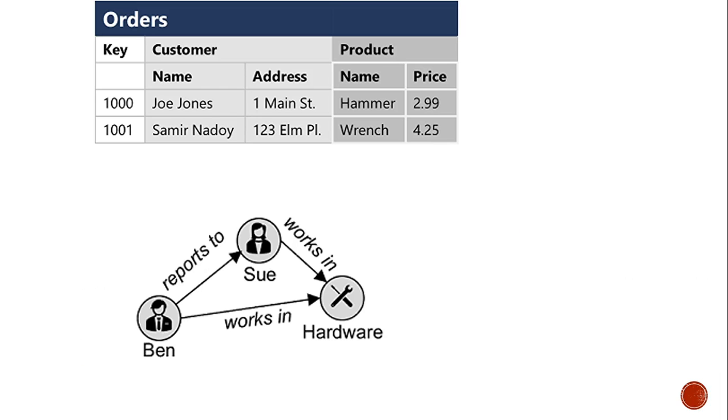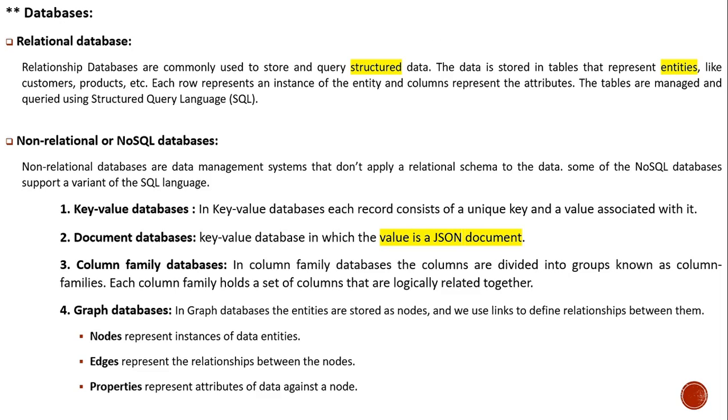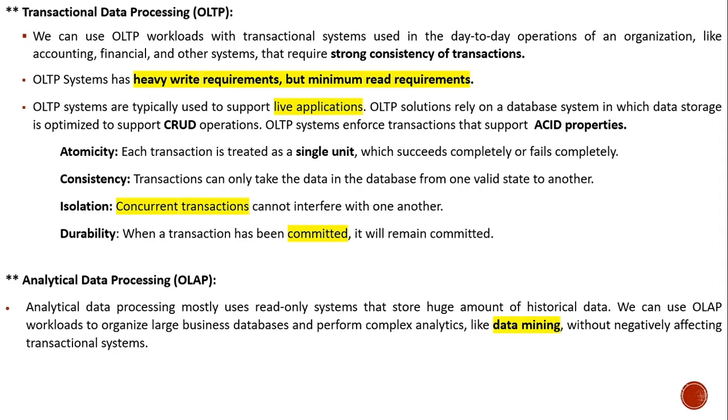So these are the relationships between them. Properties means Ben will have some information, his information. Hardware and Sue will have their own information. So that is their properties. Okay. Next one we have is OLTP and OLAP. This is also pretty important from exam perspective.